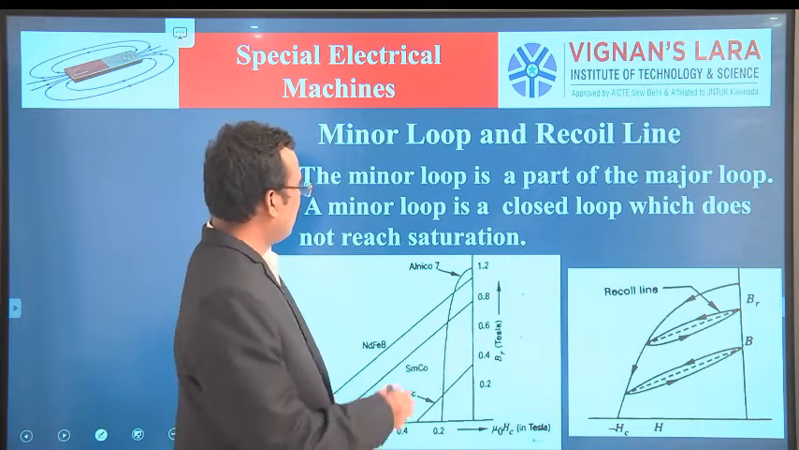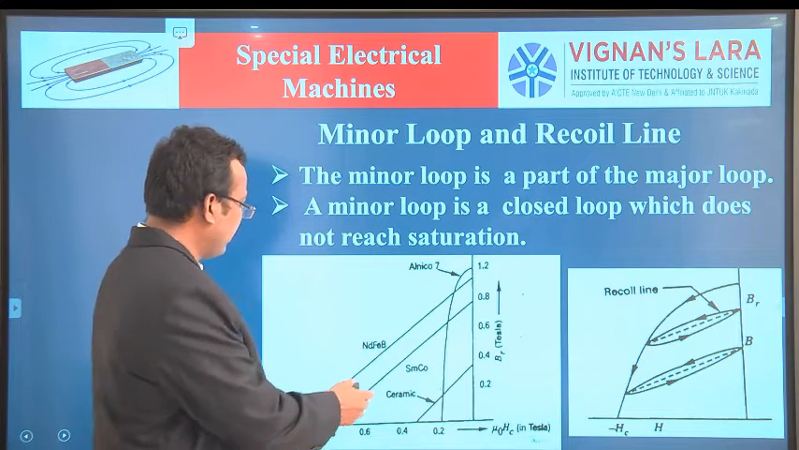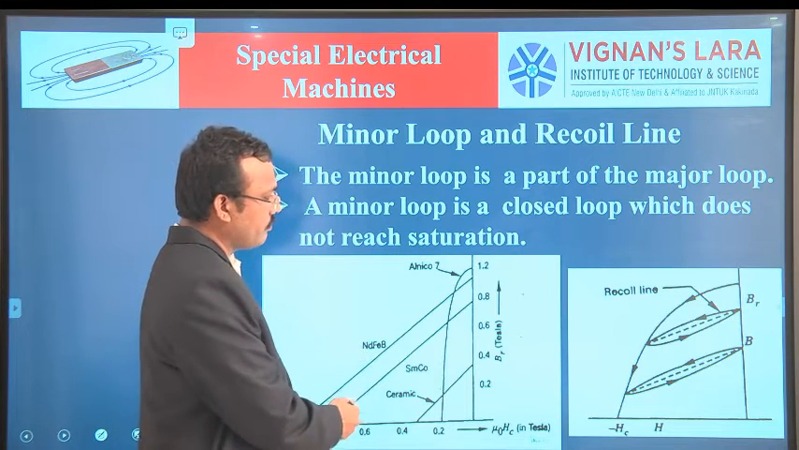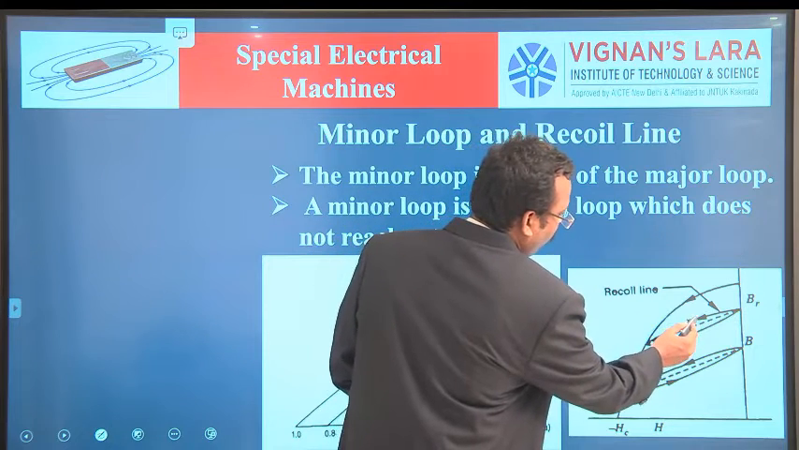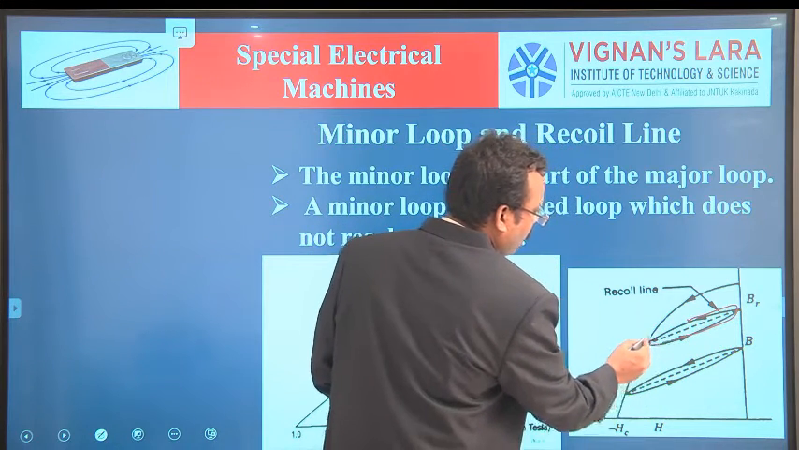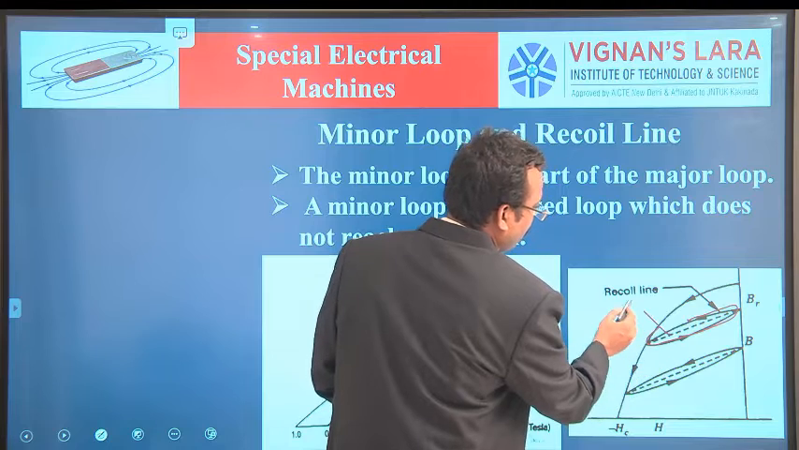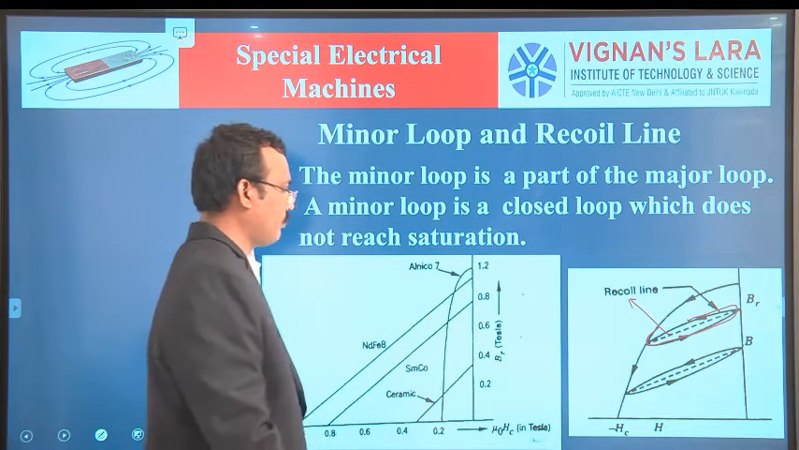See here, this is the demagnetization curve in the second quadrant. This is the minor loop. This is called the minor loop. This is the recoil line.